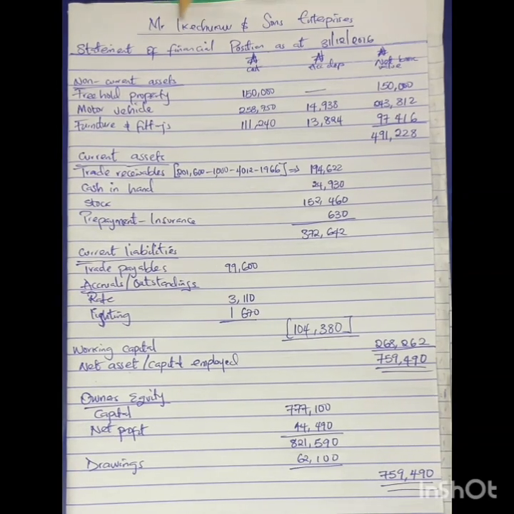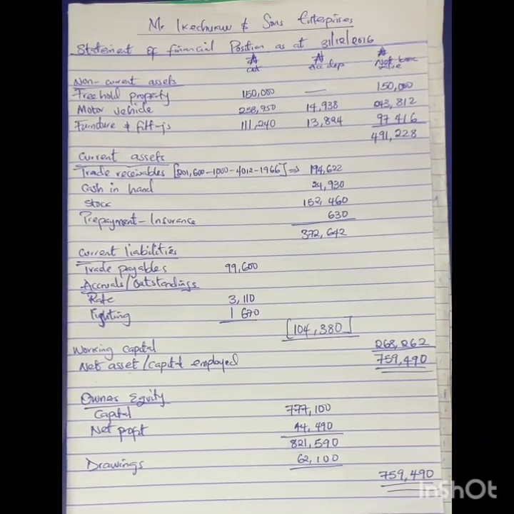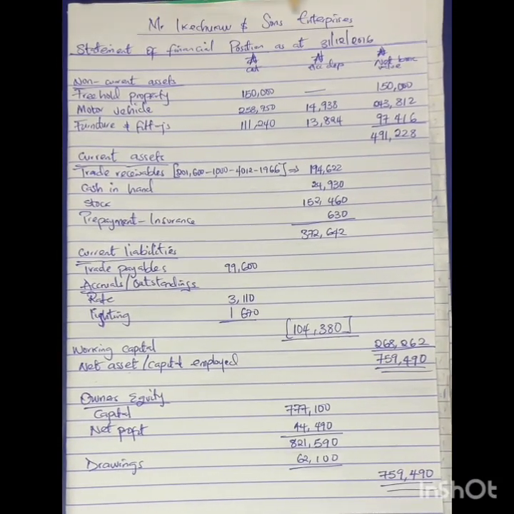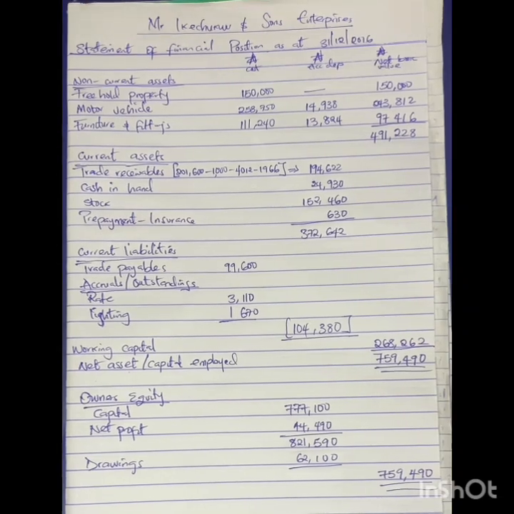As you can see before us is a statement of financial position that has been prepared, right? The first thing we always do is the name of the owner of the enterprise, then the name of the account.